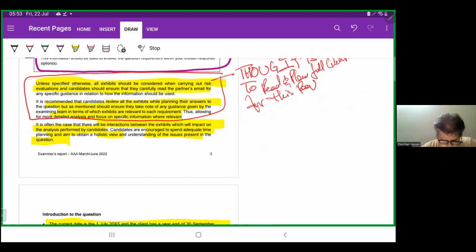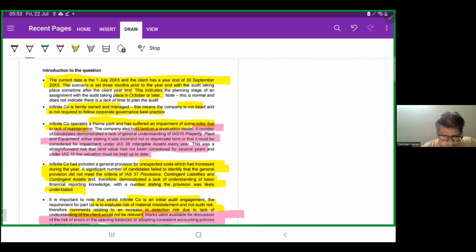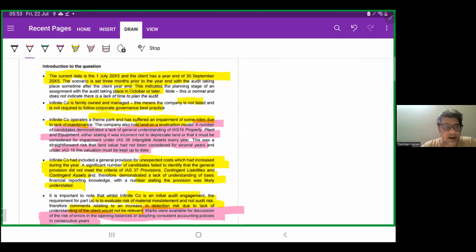Now, here is the introduction to the question. The current date is 1st July X5 and the client has a year end of 30th September X5. The scenario is set 3 months prior to the year end, with the audit taking place sometime after the client year end. Okay. So this indicates the planning stage of an assignment, with the audit taking place in October or later. So this is normal and does not indicate there is a lack of time to plan the audit. Remember it. Number two, Infinite Company is a family owned and managed business.